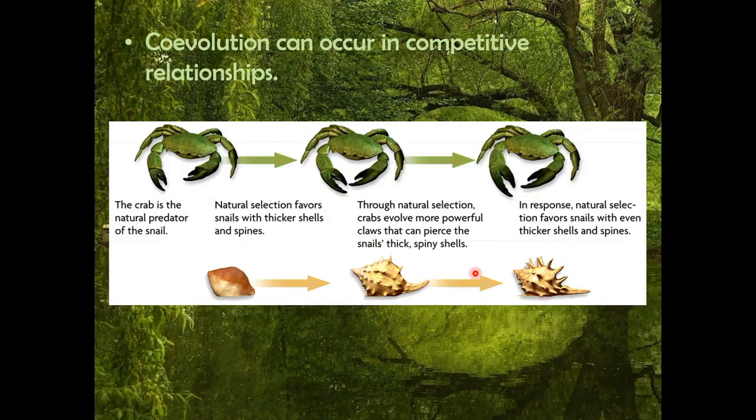Coevolution can also occur in competitive relationships. So this is usually between predator and prey, where the crab is eating the snail.